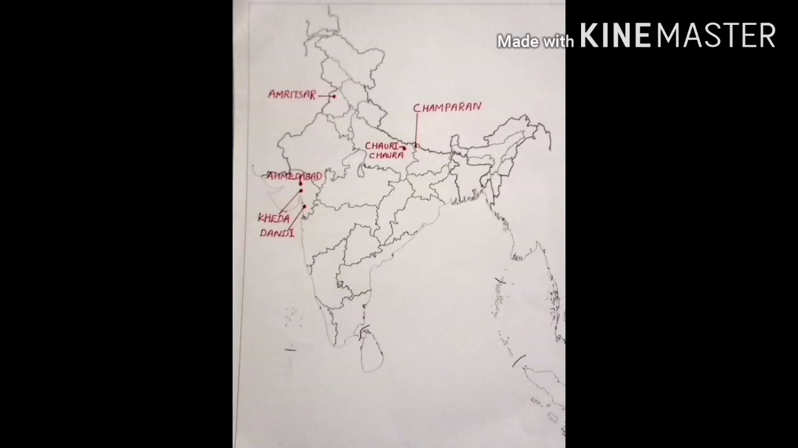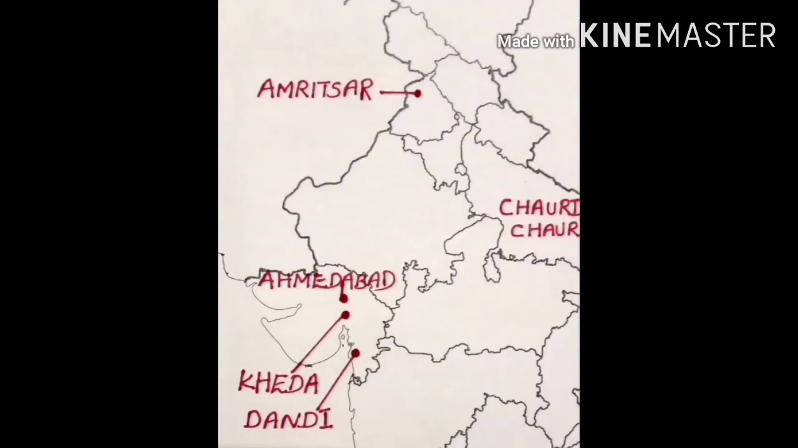Next one, Ahmedabad, Gujarat, cotton mill workers satyagraha. The place where Mahatma Gandhi organized a satyagraha for cotton mill workers. Answer, Ahmedabad in Gujarat. Here is Ahmedabad. In 1918, Mahatma Gandhi organized the satyagraha amongst the cotton mill workers.